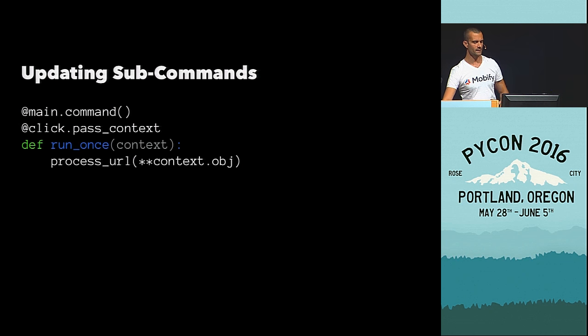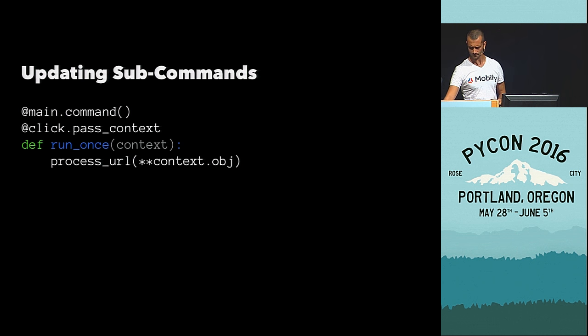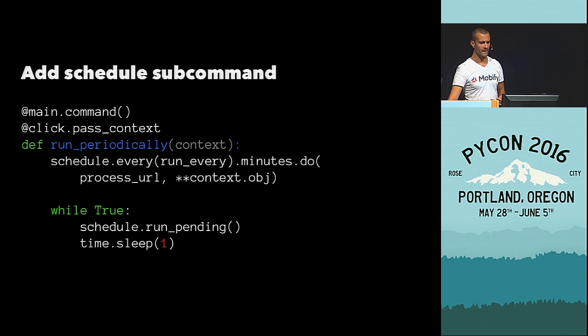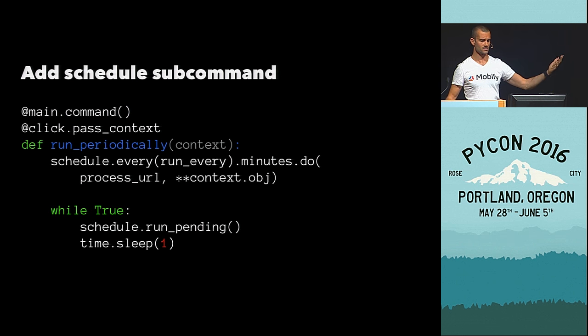So doing it this way basically means specifying pass context on our subcommand will give us access to that context object, and we can just take out that dictionary, and in this case, just forward it into our process URL. And this basically then also simplifies the schedule subcommand, where we have our periodic task in our scheduler, and we can use the same thing. We don't have to replicate it. It just makes it a lot easier.